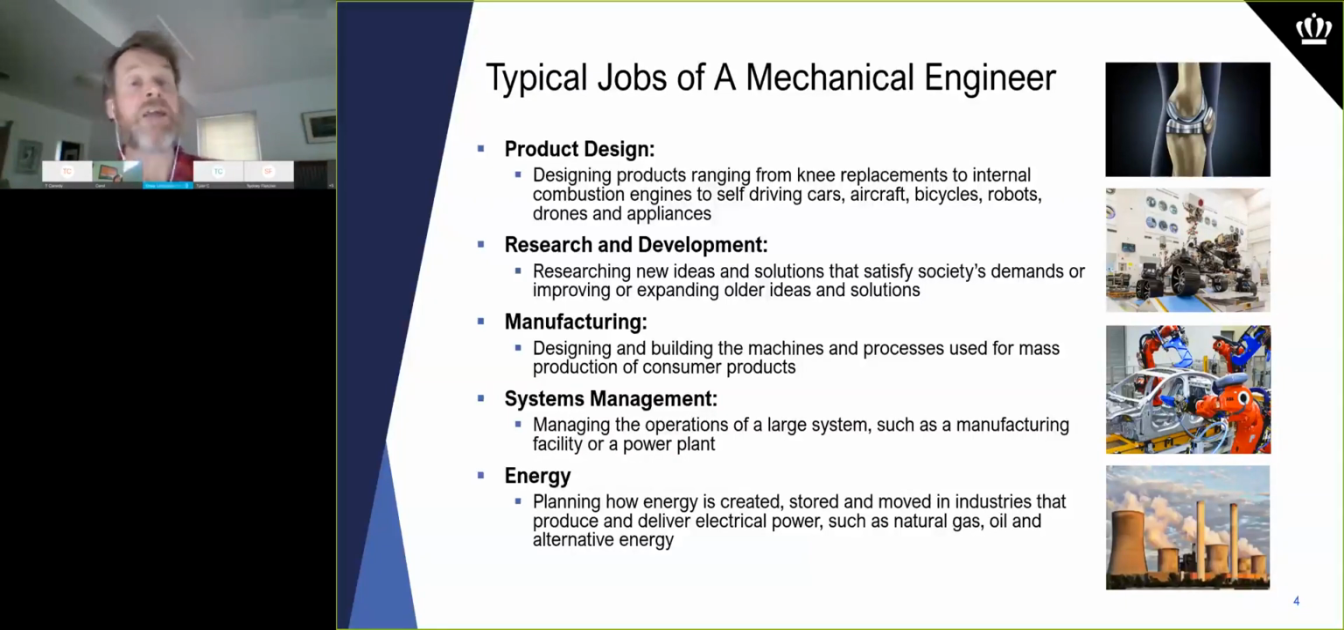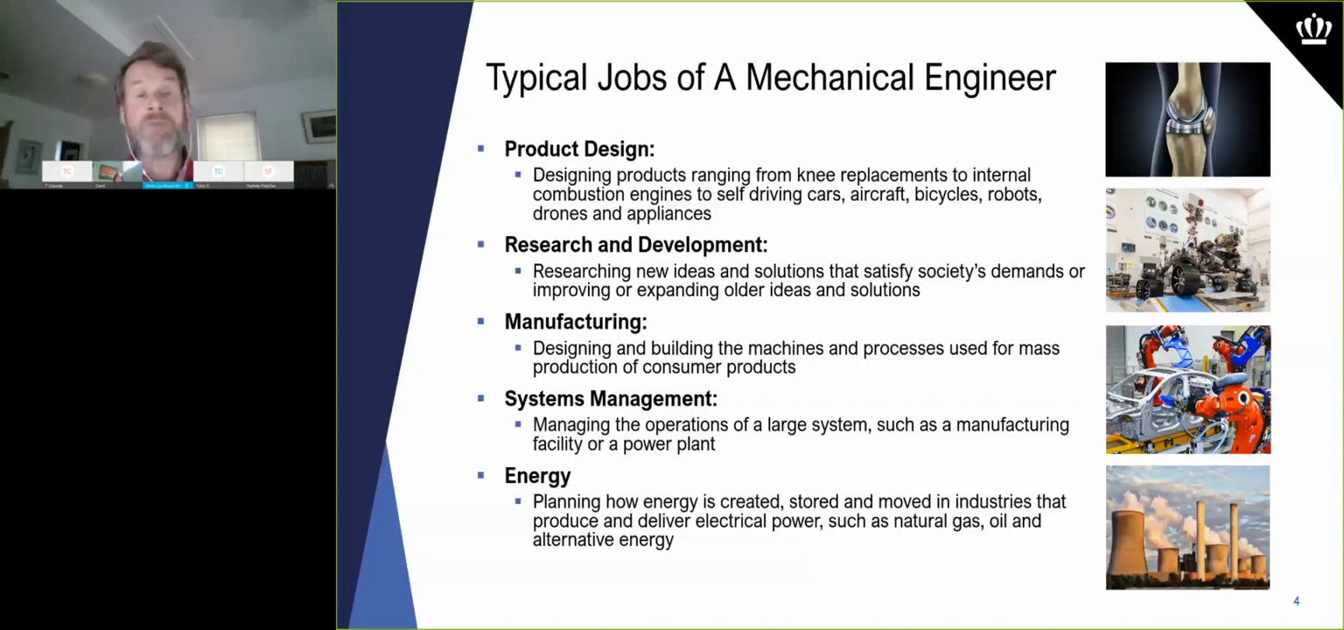Manufacturing. So I mentioned designing and building machines. We're using machines to design and build machines, right? So we have multi-layers of machine design within manufacturing. And this is going to fall into mass production of consumer products for sure.